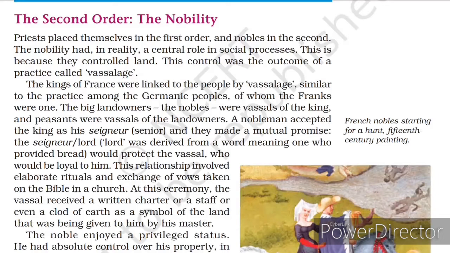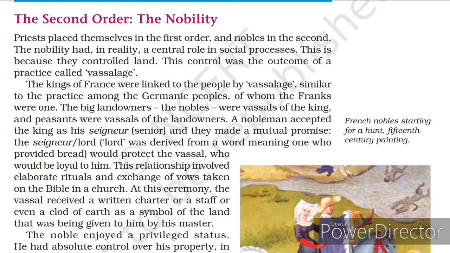This practice is actually taken up from the Germanic tribe. Under this practice of vassalage, the peasants were the vassals of the nobles. When I say vassals, remember, they are the working people, right? They take land in rent, they take land in lease, all these things. Now the nobles were the vassals of the king. In a simple way, when you talk about vassalage, it means the relationship.